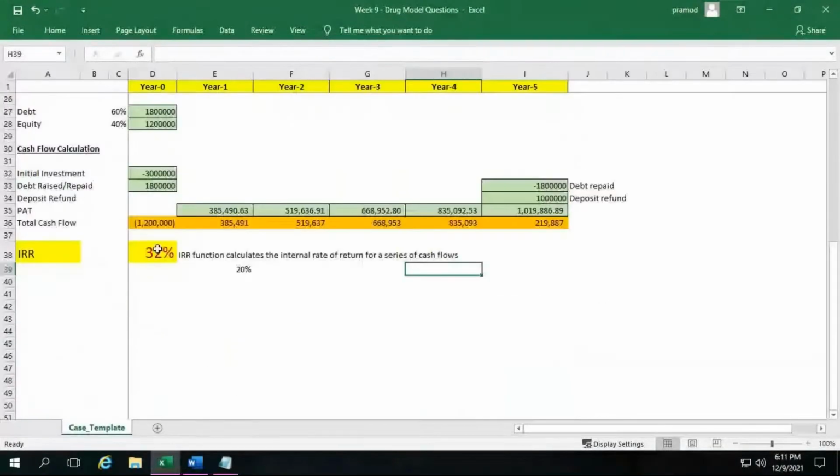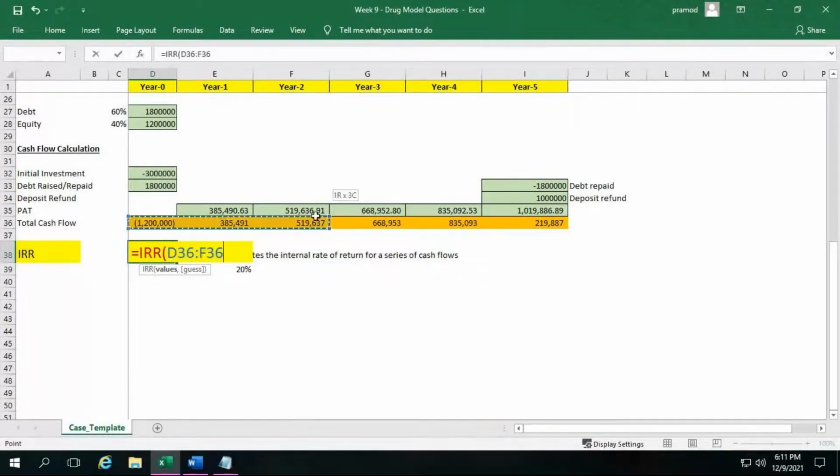Okay, IRR is nothing but type IRR, select all the total cash flow, only the cash flow, bracket close, enter. This is IRR.